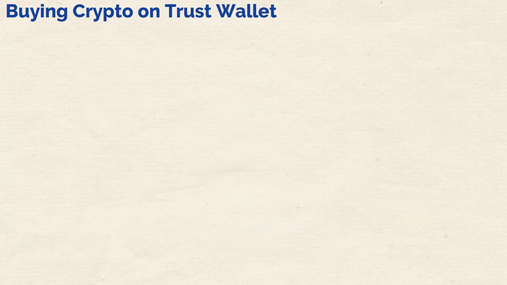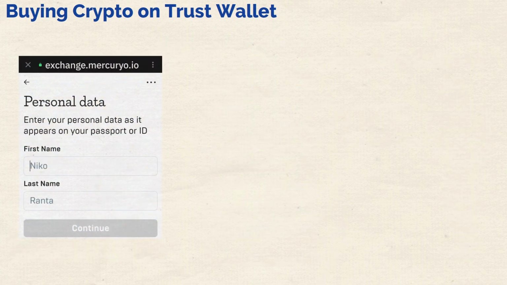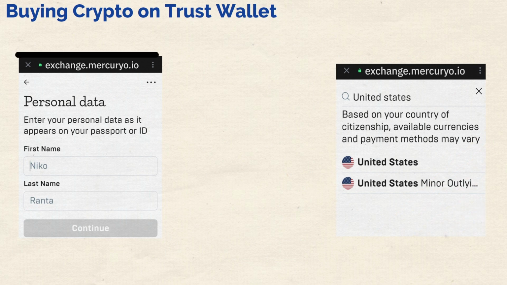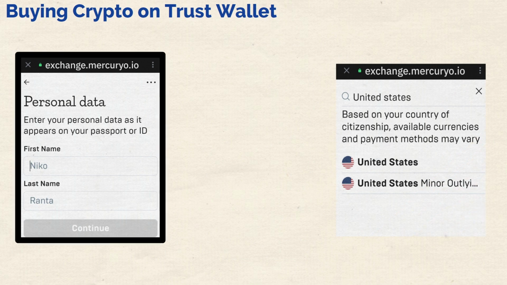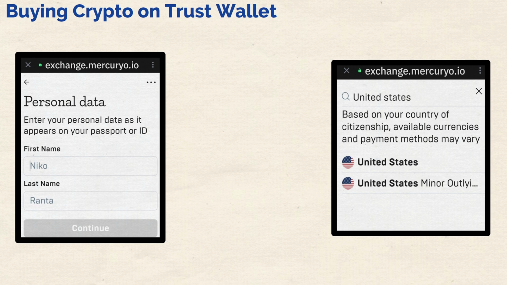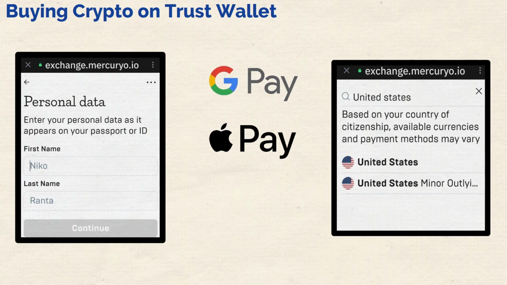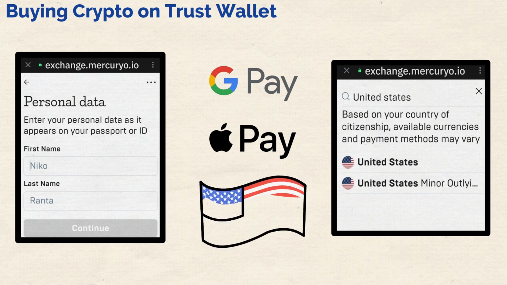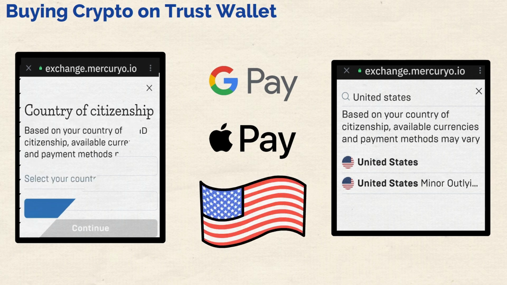To begin with, simply enter your name and the nation in which you currently reside. Please keep in mind that some providers may not cover your specific country. In that case, you can try one of the other providers that use Google Pay or Apple Pay. In my case, I'll be going with the United States, which Mercurio can operate in.